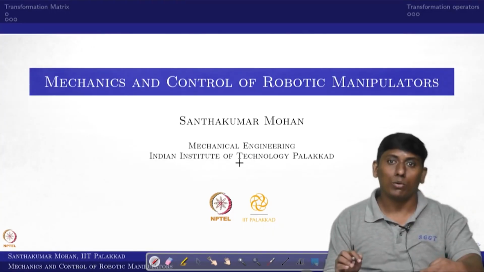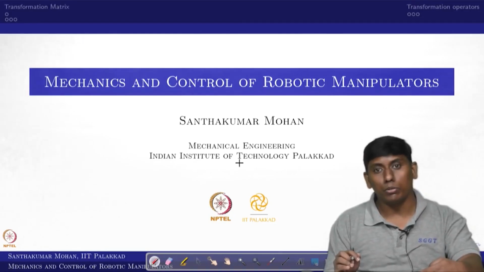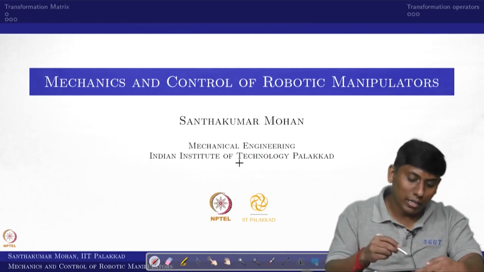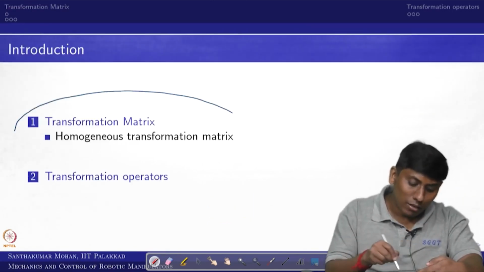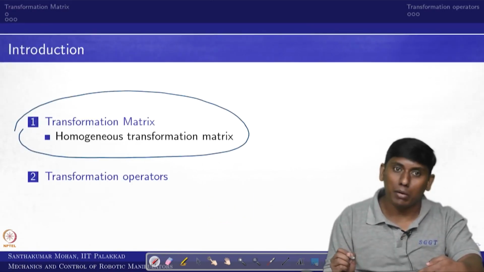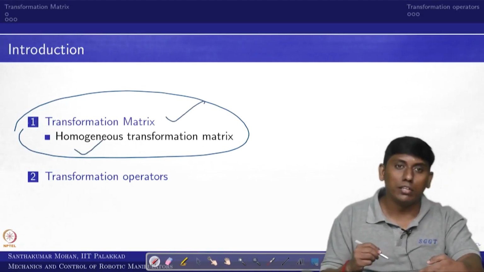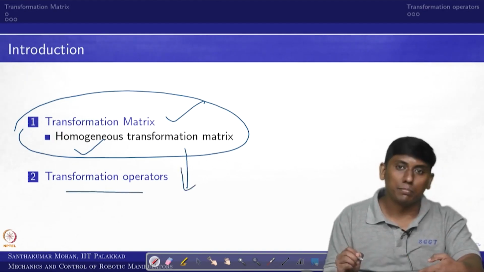Welcome back to Mechanics and Control of Robotic Manipulator. In the last lecture, we have seen the mapping between two different frames, where they are both translated and oriented. We will continue, but here we are bringing one additional aspect called the transformation matrix. Why this transformation matrix, why it is called homogeneous, and how it can be used as an operator is what we are going to see in this particular lecture.